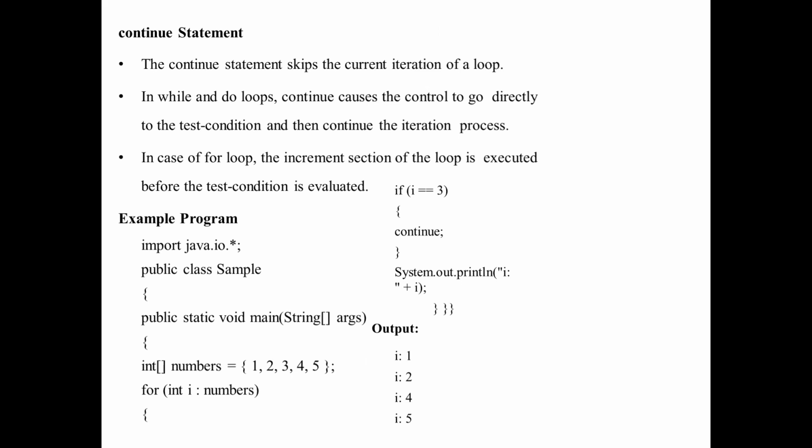So for i from 1 to 5, it will print 1, 2, and when i equal to 3, it will not execute, but the other iterations, 4 and 5, will be executed.